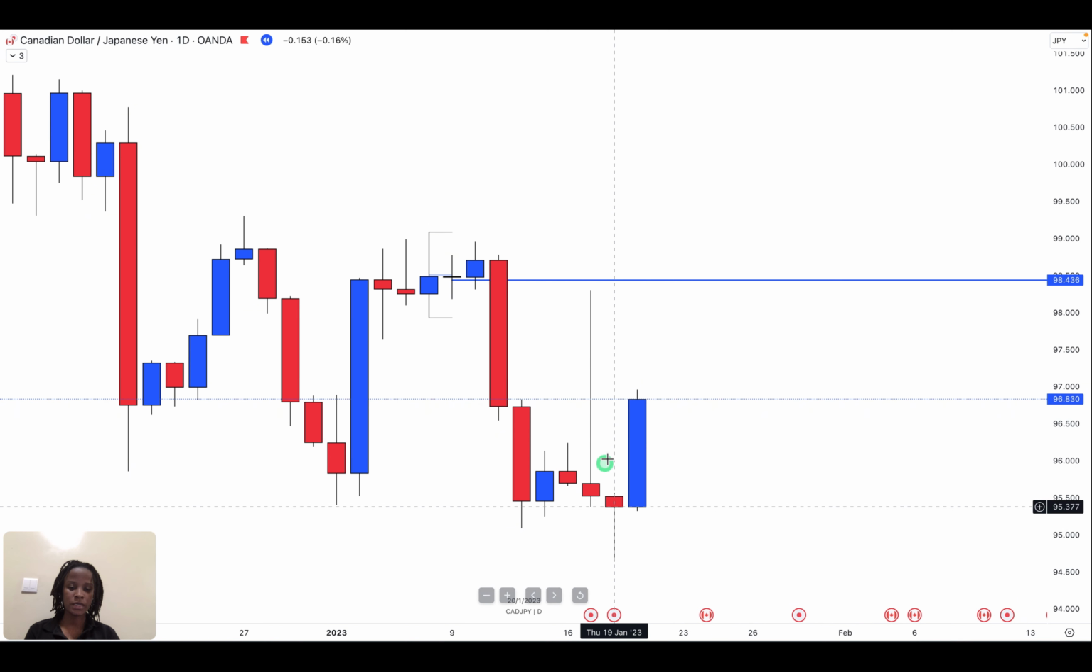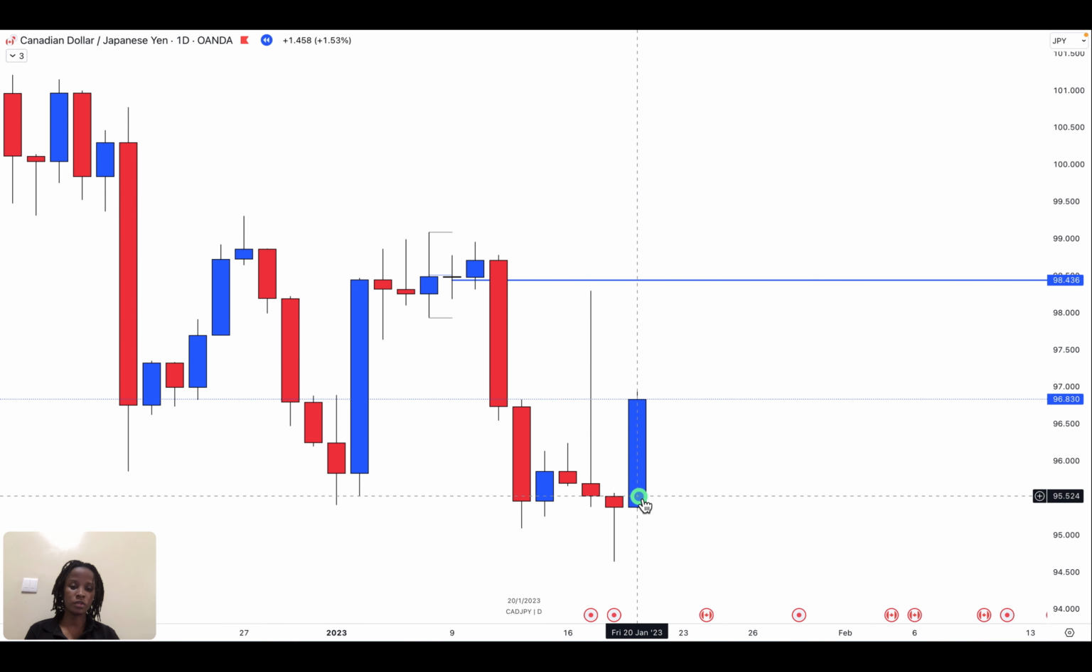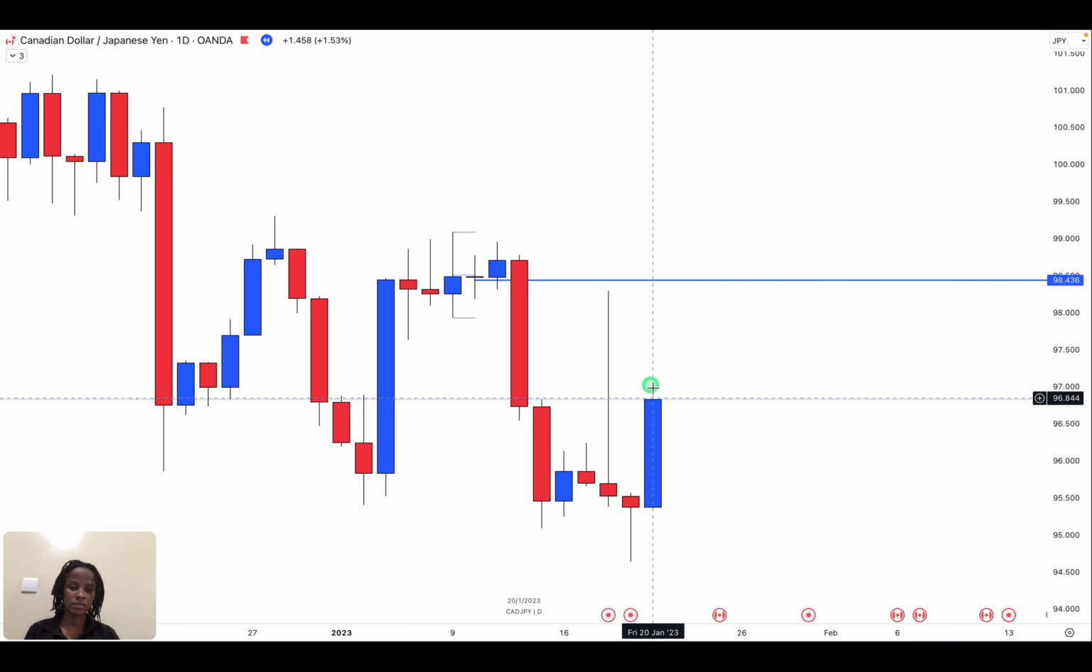Okay, so you can see here this candle closed bearish, so we will not be looking to trade on this day. But let's see if this candle actually closes bullish for us to be looking for trades on Monday, which is 21st Jan.